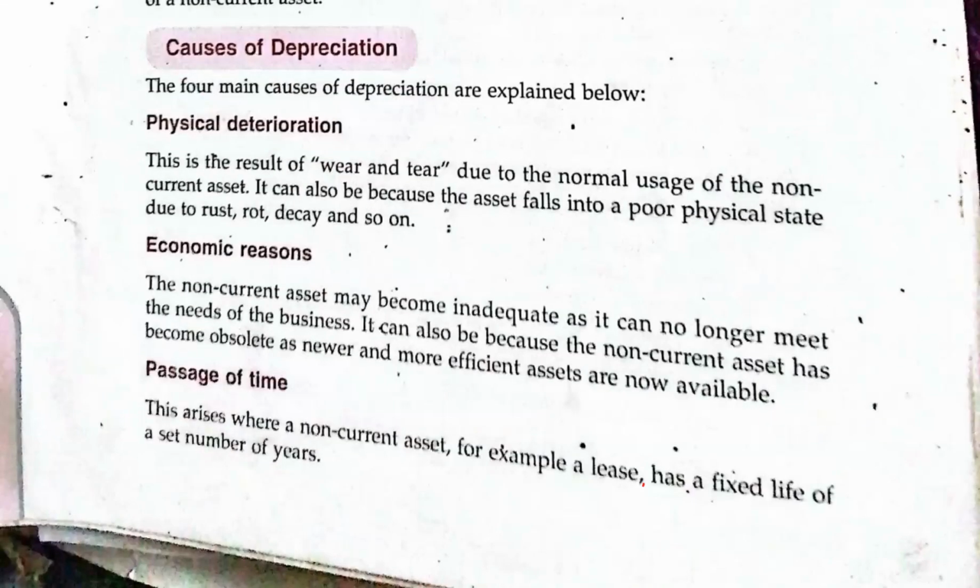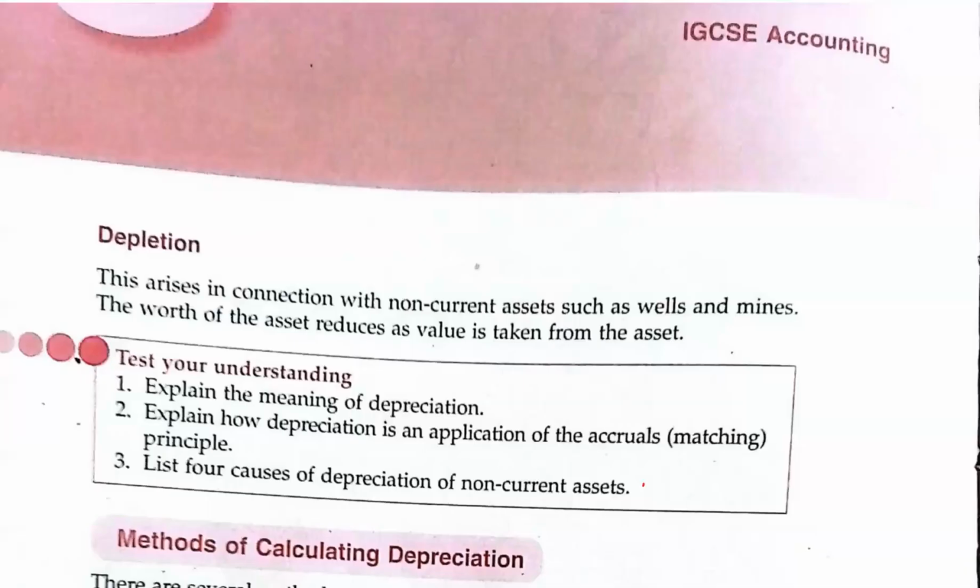Okay. Then maybe the last one, but not the least, yeah, of course, when you consult literature, you may realize that there are still many other causes of depreciation, but the few are the ones that I've given you. Depletion is one of them. It arises in connection with non-current assets such as wells and mines. The worth of the asset reduces as value is taken from the asset. So that's about depletion. So these are mainly the common causes of depreciation.